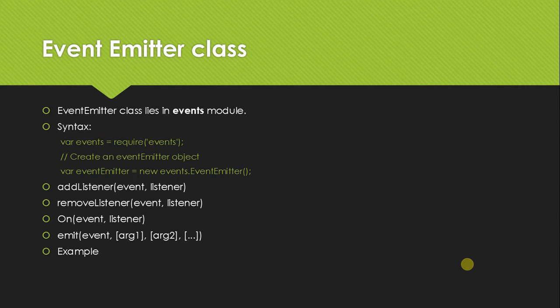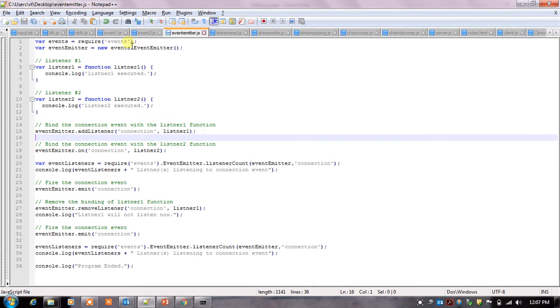Let us look at an example. First we load the events module into the events instance. Then we also make an EventEmitter instance using this function, and then we create listener1 and listener2 using appropriate syntax. In the function of listener1 we also print a statement that listener1 is executed. Then we bind listener1 with the connection event and also listener2 with the connection event using addListener and on function respectively.